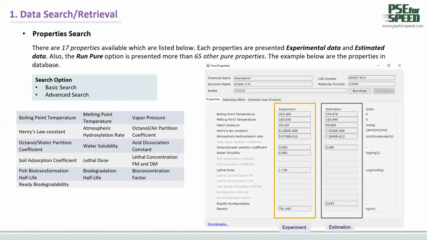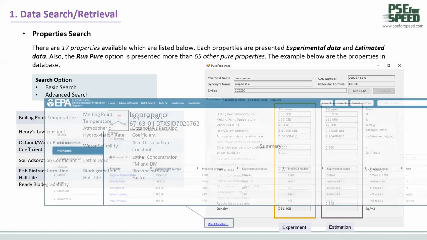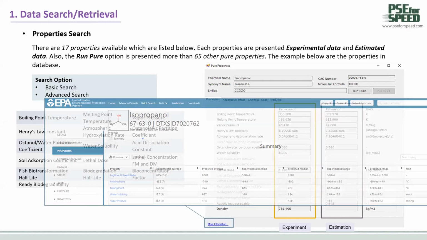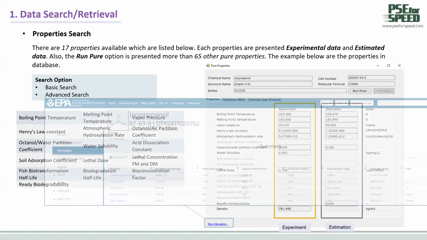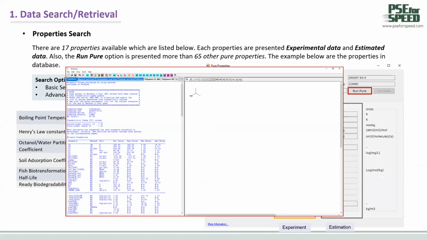Moreover, users can click to see more information. Then the software will launch to the ChemSub EPA database, where there is a lot of chemical data. And as another option, users can run the pure and further search option on the pure properties, where there are 65 properties, correlation of temperature dependence, and so on.